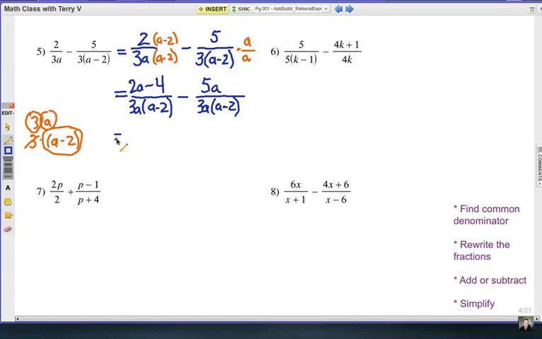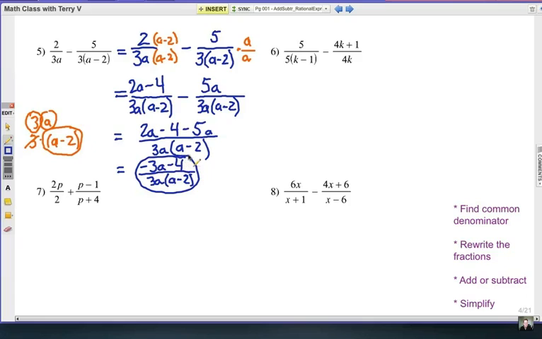All right, so I'm going to now combine these all in the same denominator, which is the 3a and a minus 2. And I have 2a minus 4 minus 5a. If I put those all together, I notice that I can combine my a terms there, and so my final answer is going to be negative 3a minus 4 over that denominator. Now the general practice is to leave the denominator factored. And it turns out that I can't do any more simplification, so that's my final answer.